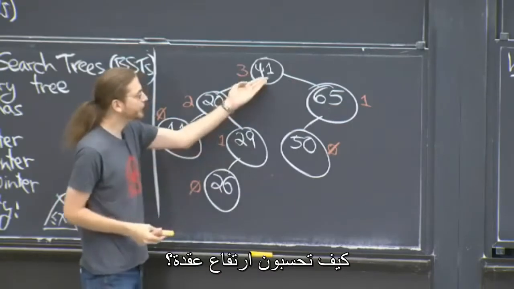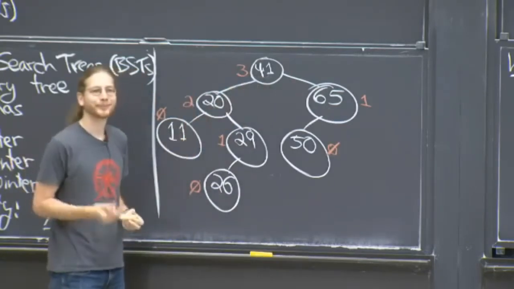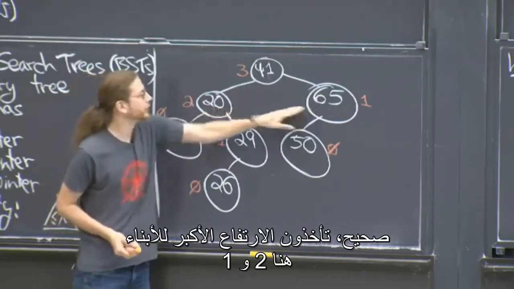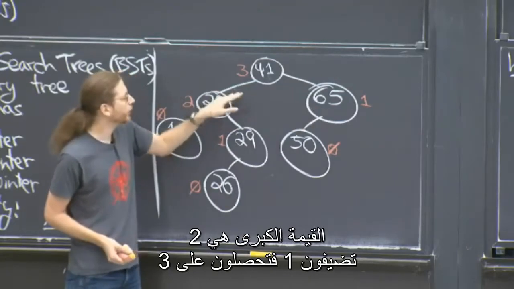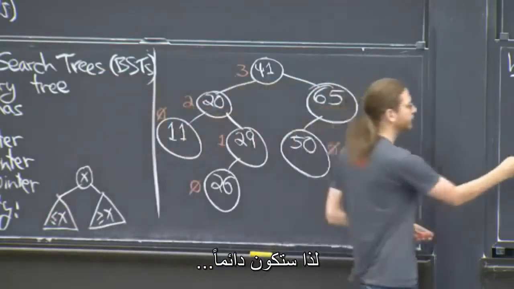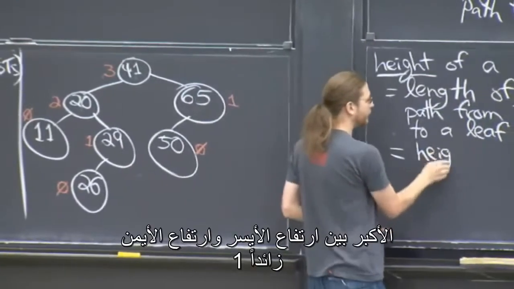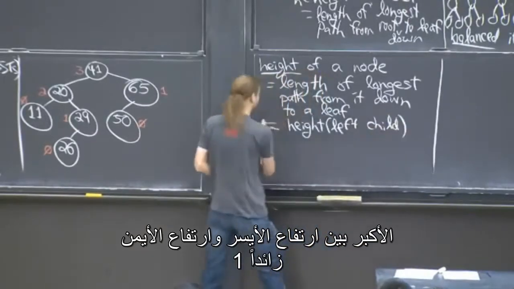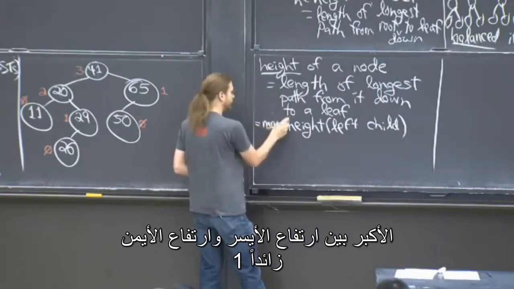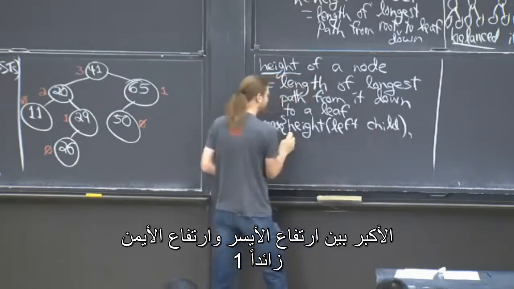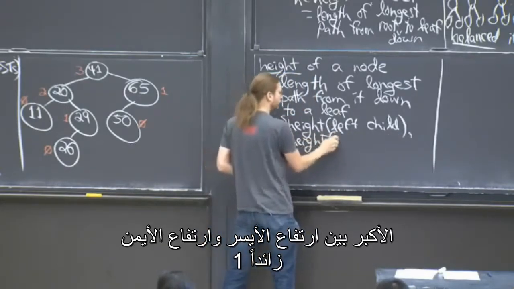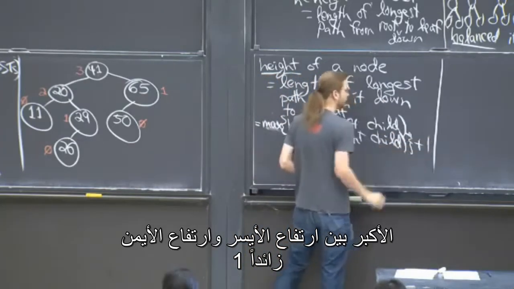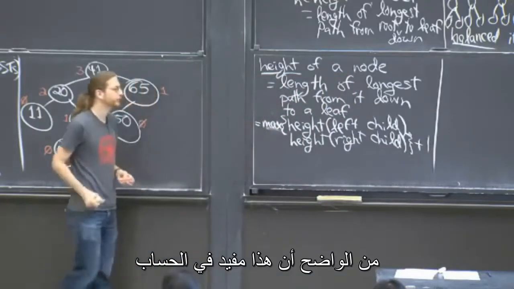How do you compute the height of a node? Right. You take the max of the height of the children. Here, 2 and 1. Max is 2. Add 1, you get 3. So this is just a formula: the height of the left child, maxed with the height of the right child, plus 1. This is obviously useful for computing.